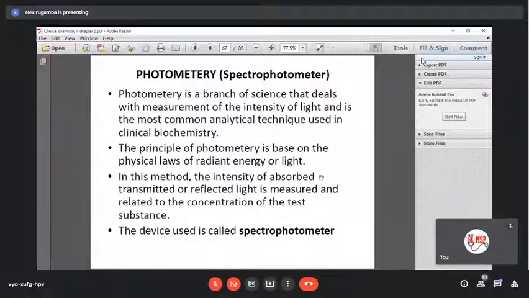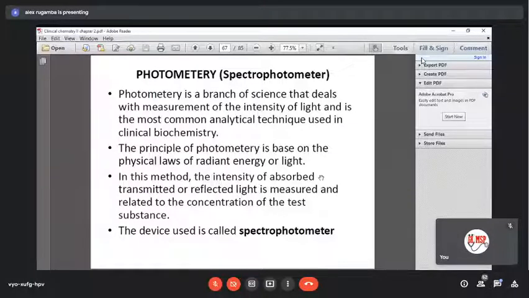So photometrics, I think I talked about photometrics. Actually, if you say photo, it means the light. So photometry is a branch of science that deals with the measurement of the intensity of light. It is commonly a multi-chromatography technique used in clinical biochemistry. So this photometry, we use it in clinical biochemistry. So this deals with the light, the intensity of the light.